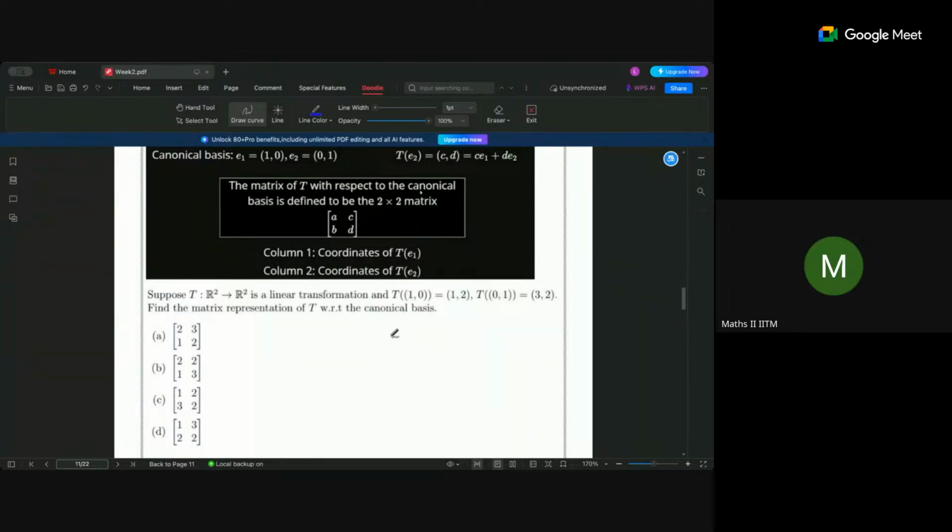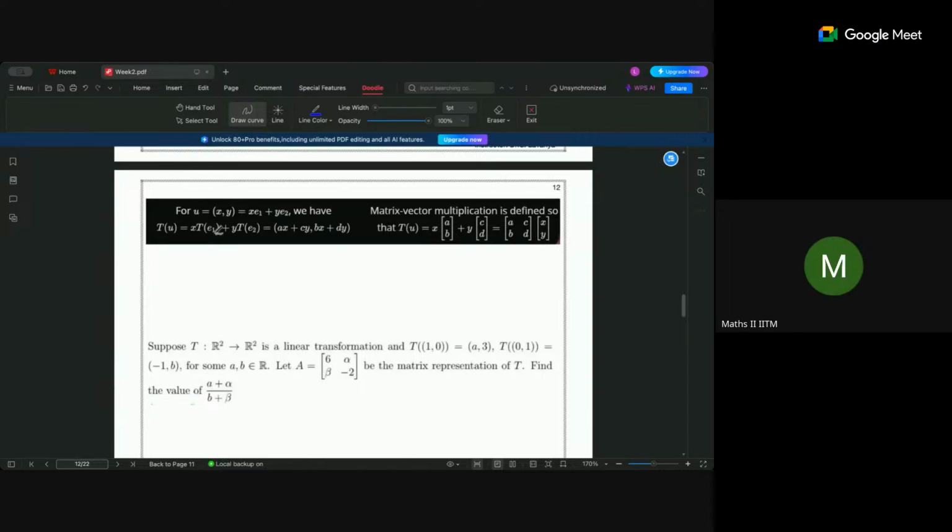So what is this matrix, can you tell? So this is TE1, this is TE2. So the coordinates of TE1 should be the first column. Can you tell me first column? 1 2. And second column? 3 2. So which option is correct here? D. Okay, fine.